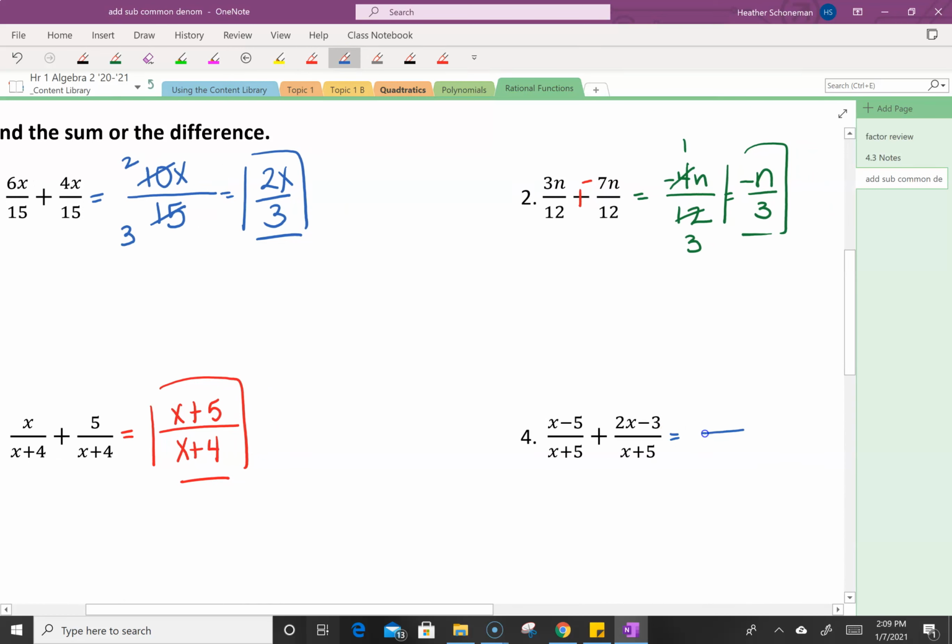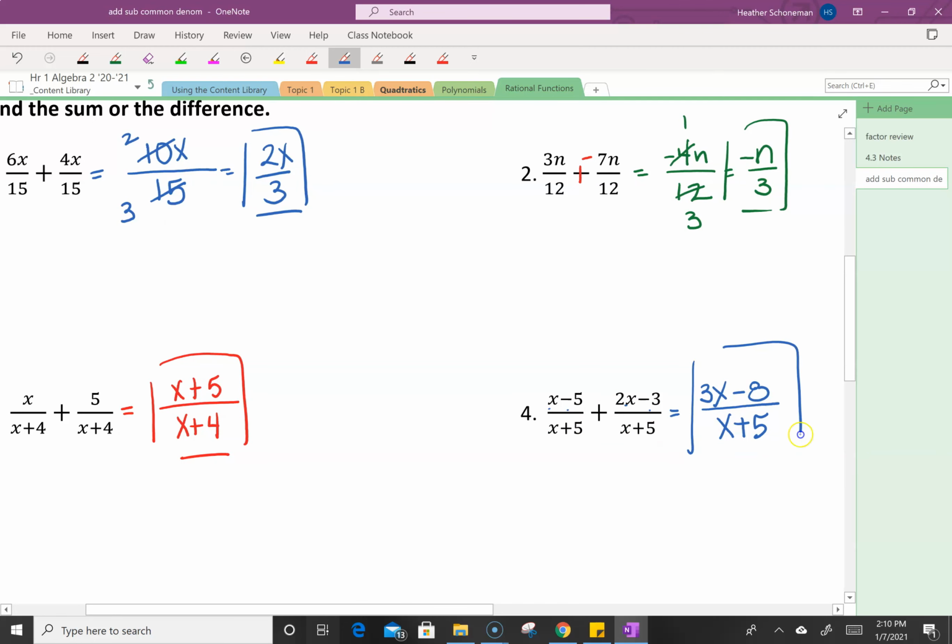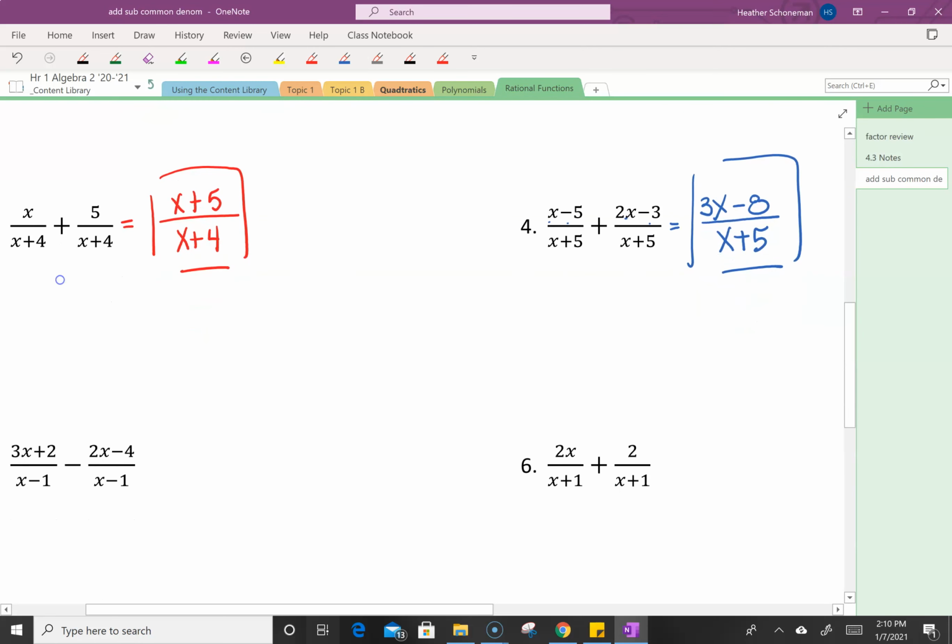So on number 4, the denominator is the same, x plus 5, and now I need to combine like terms with the top because I'm just adding this all together. X and 2x gives me 3x, negative 5 and negative 3 gives me negative 8. That's my final answer. Now, when you're doing these, you need to look when you're done to see if the top factors and anything would simplify, but nothing factors out of that, so we're good.